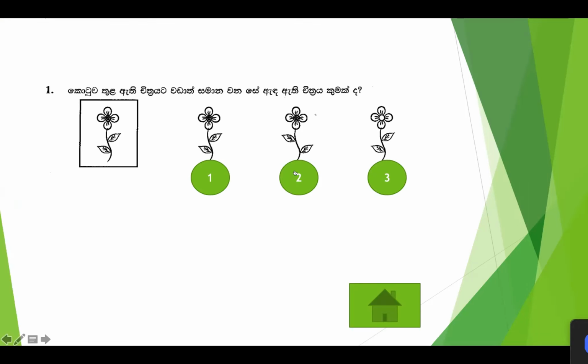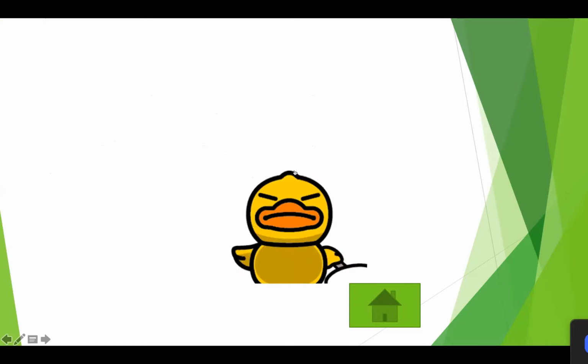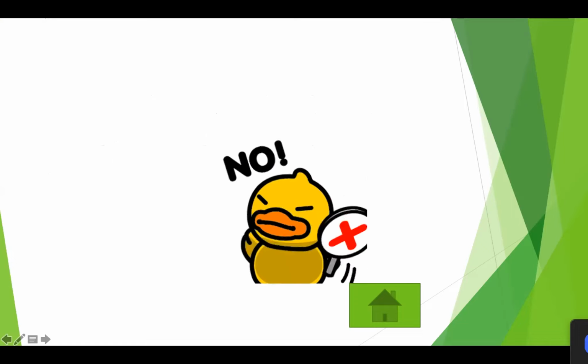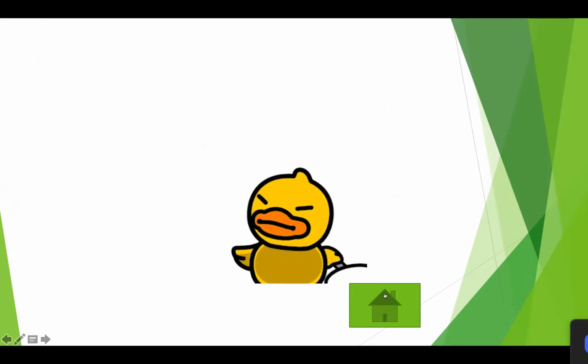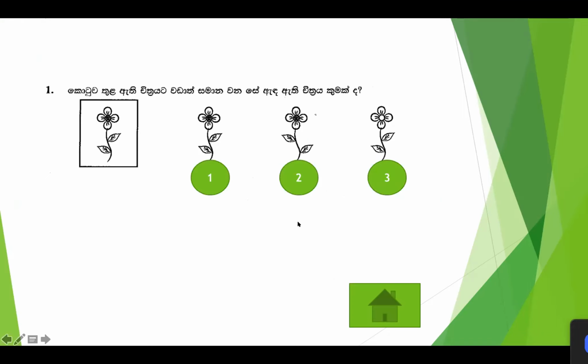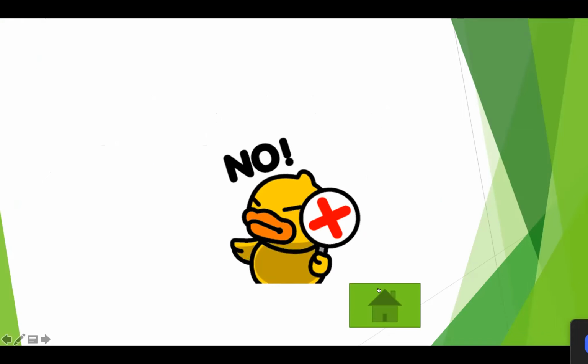If I mark a wrong answer, it's going to the "no" slide. Then I can go to the home and go to the question and try again. Again, wrong answer. Again, no.